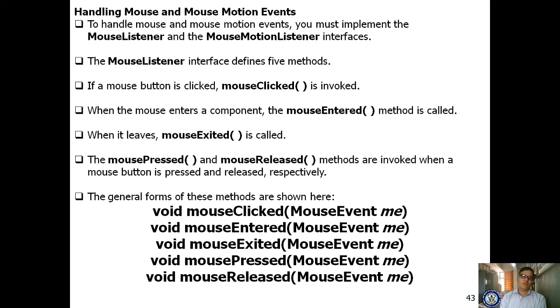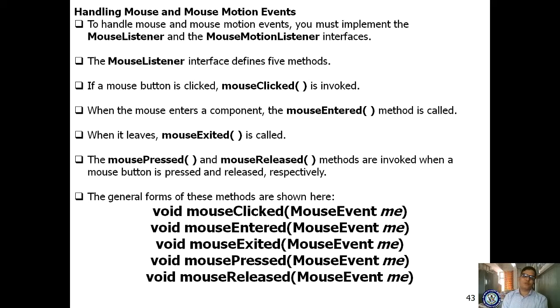To handle mouse and mouse motion events, you must implement the MouseListener and MouseMotionListener interfaces. Mouse means click and clickable, mouse motion means drag and move. So MouseListener and MouseMotionListener have to be used. The MouseListener interface defines 5 methods.